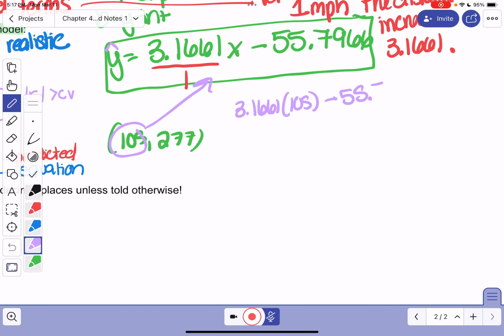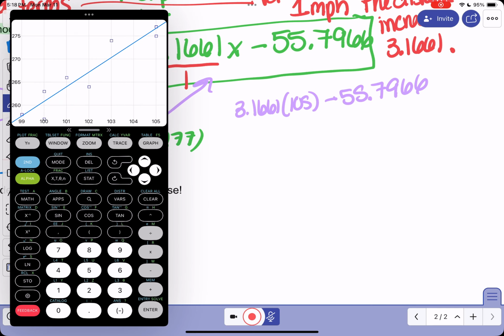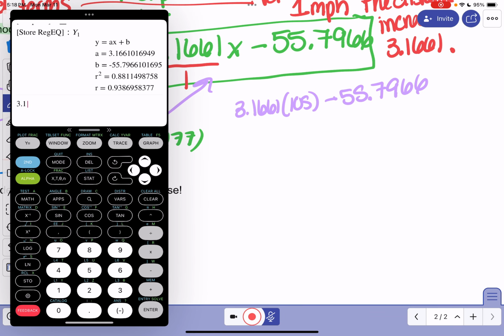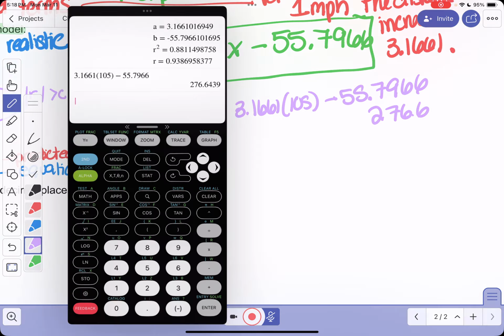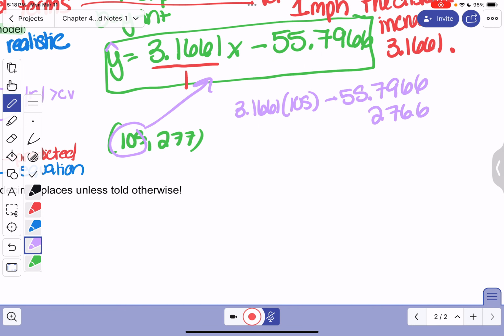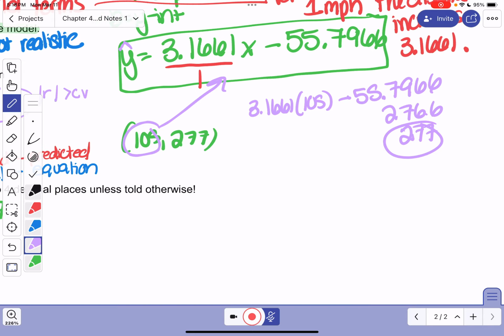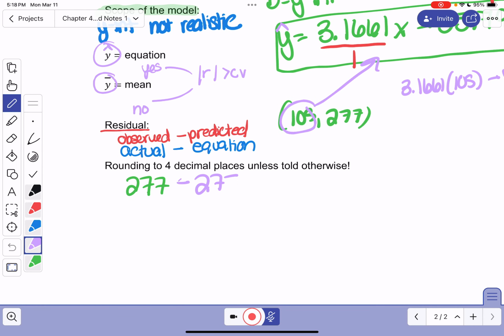minus 55.7966. And if I type that in a calculator, I get 276.6, so 277. So in this case, we would do 277 minus 277, and we would get 0. The residual is 0. It's not always going to be 0.